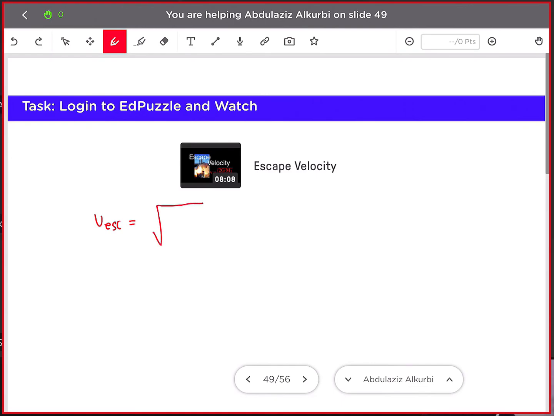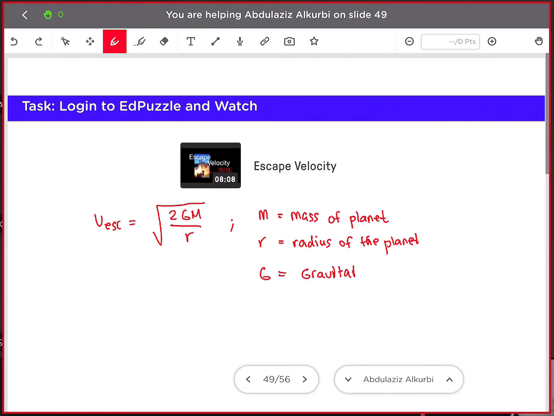Square root of 2GM over R. Alright. Where M is the mass of the planet and R is, what is R? The radius. It's the radius of the planet. And G is the gravitational constant.